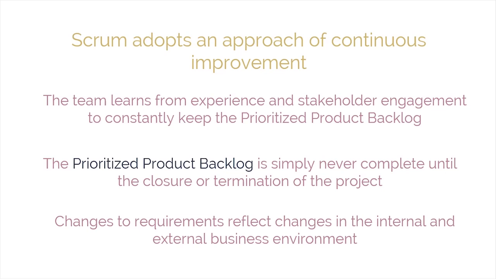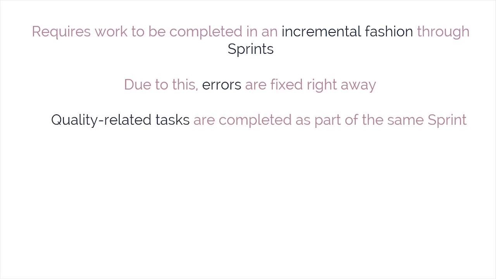Through repetitive testing, Scrum requires work to be completed incrementally through sprints, rather than waiting until the end to produce deliverables. This means that errors get fixed right away, instead of being postponed until the end of the project. Moreover, important quality-related tasks, for example, development, testing, and documentation, are completed as part of the same sprint by the same team.